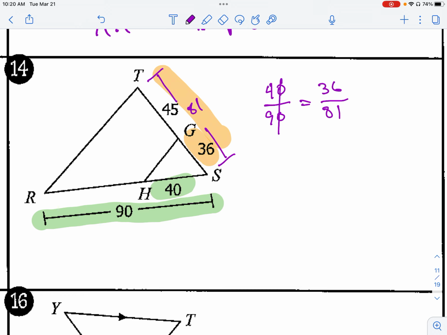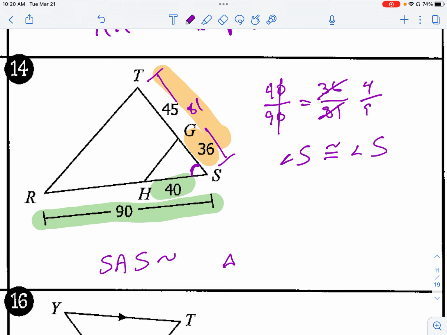So let's reduce these down. 40 over 90 is just 4/9. And then 36 divided by 9 is 4, and 81 divided by 9 is, of course, 9. So 4/9 and 4/9. The two sides are proportional, and angle S is in both. So angle S is going to be congruent to angle S. We've got side, angle, side congruence.